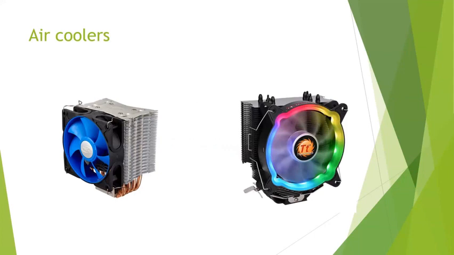The first type of cooler and the most traditional is the air cooler. The air cooler works by circulating cold air around your CPU in order to take off heat. It's a pretty simple design, and it's also the cheapest. If you get a stock cooler, for example, almost all stock coolers are going to be an air cooler.